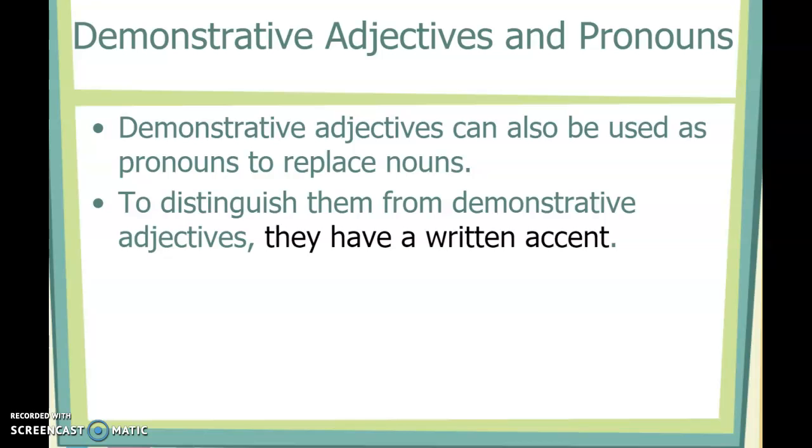Demonstrative adjectives can also be used as pronouns to replace nouns. To distinguish them from demonstrative adjectives, they have a written accent. Let's take a closer look.